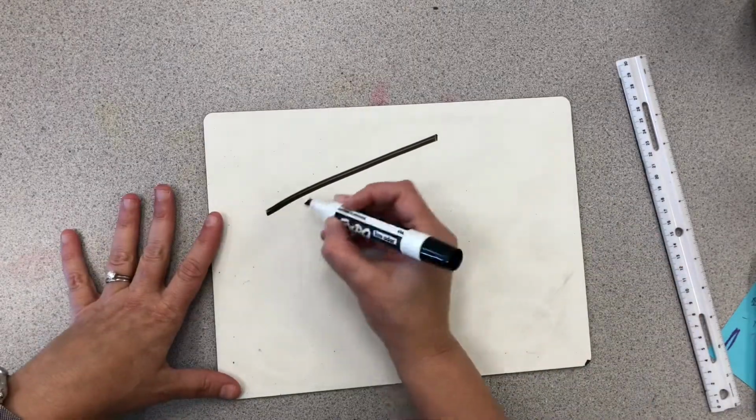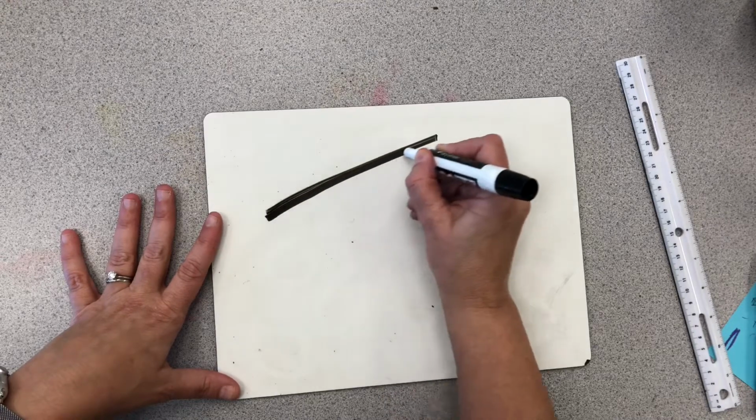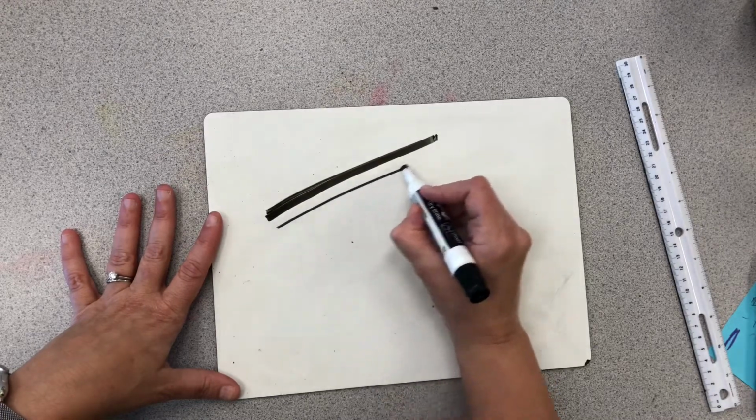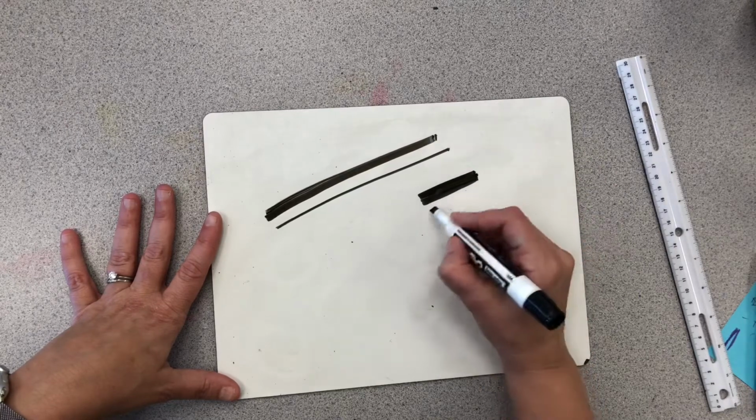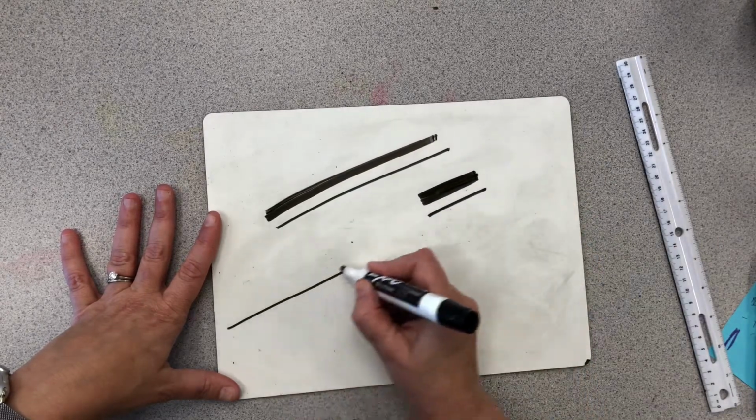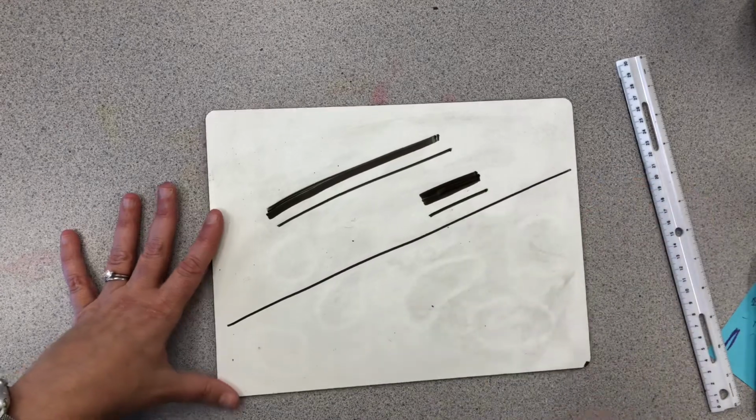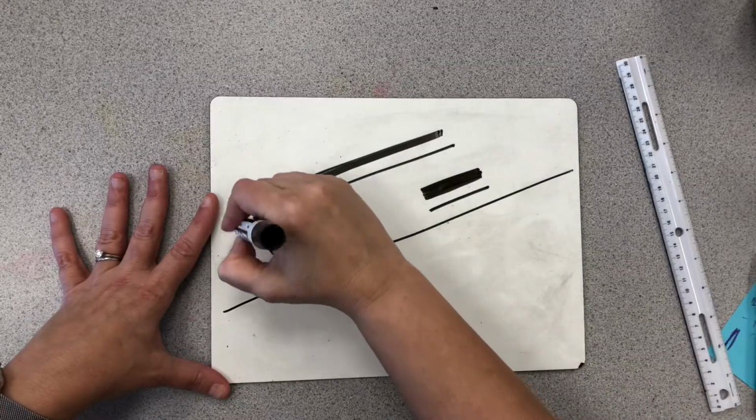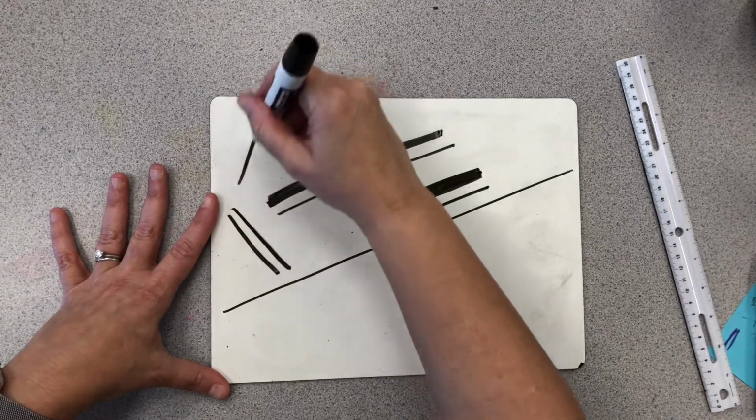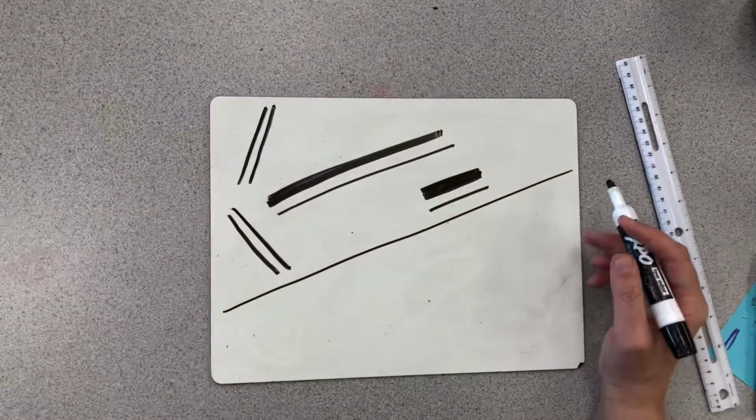Okay, it can be thick or it could be thin. Okay, these are all straight lines because they do not bend. They can be going in lots of different directions, any direction. As long as they don't bend, they are a straight line.